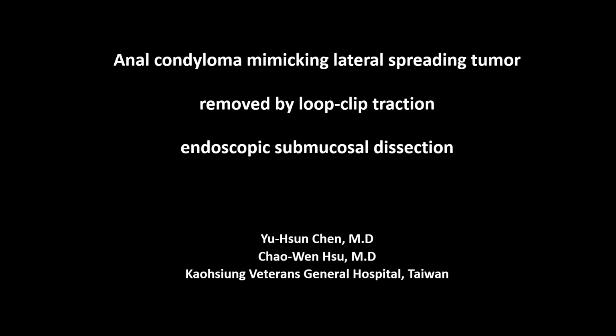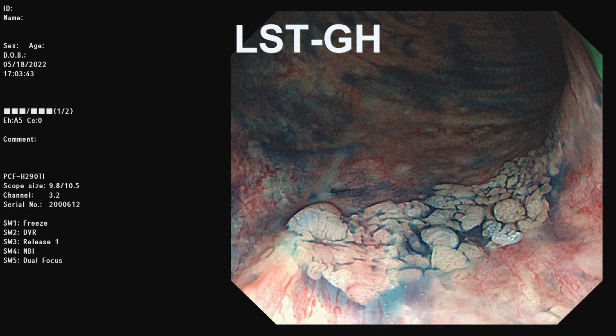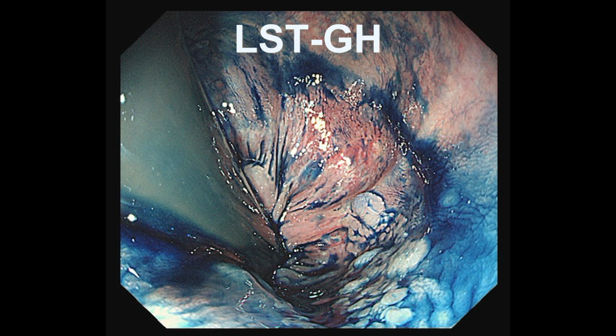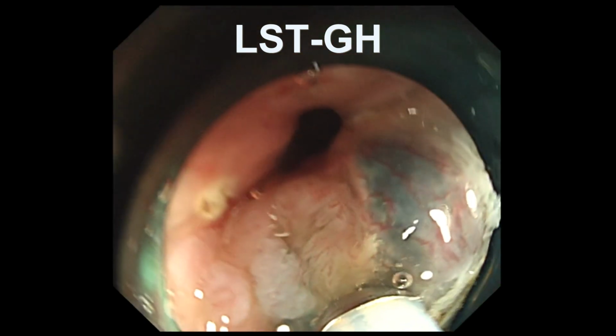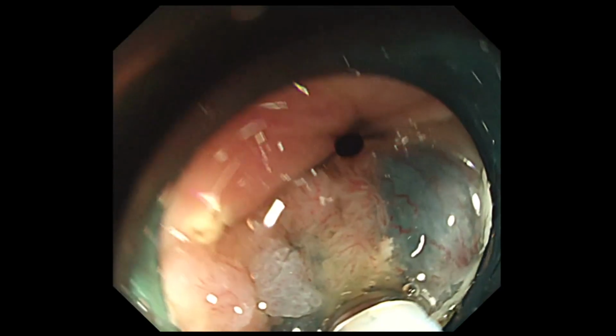Anal condyloma mimicking lateral spreading tumor, removed by loop clip traction endoscopic submucosal dissection. The patient was a 60-year-old female. During a physical checkup, colonoscopy revealed a 2 cm lateral spreading tumor, granular homogeneous type, near anal canal.